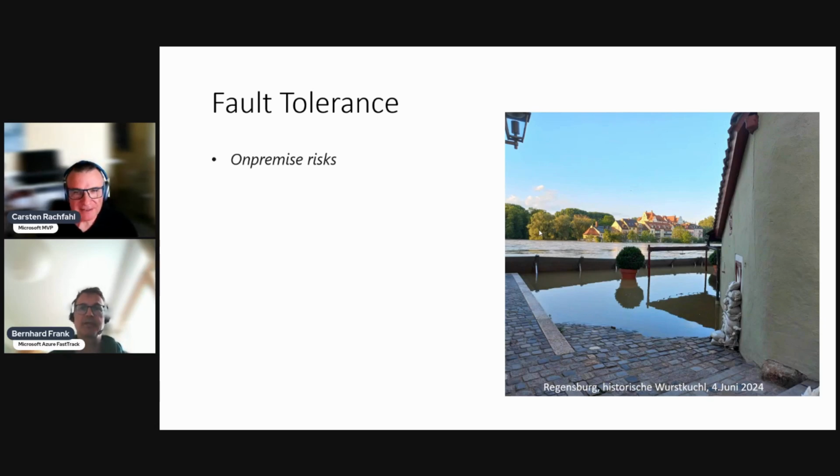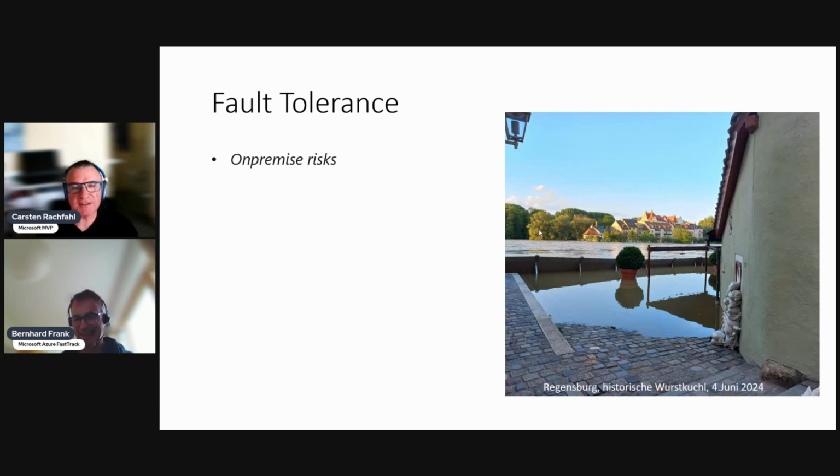Okay. Now let's kick it off. So this picture you see on the right hand side here is close to the place where I live, and we had a flooding recently. So these are the on-premises risks that you have and that you need to prepare for, right?